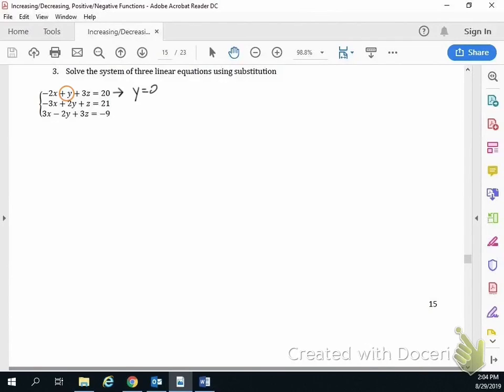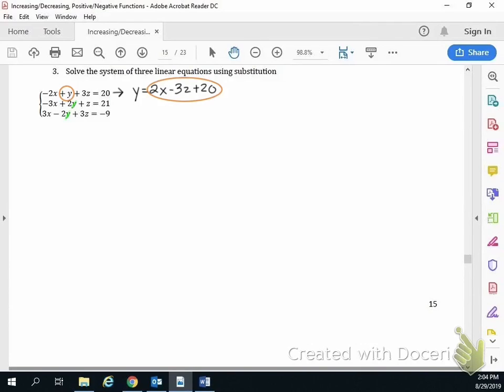I don't need to put plus. It's going to be positive 2x. How would I move the positive 3z over to that side? I'm going to subtract 3z, and I still have positive 20 over there. Looking at this, we are going to take this whole thing right here, 2x minus 3z plus 20, and we are going to substitute it into the other 2 equations for y. Into equation 2 and into equation 3.